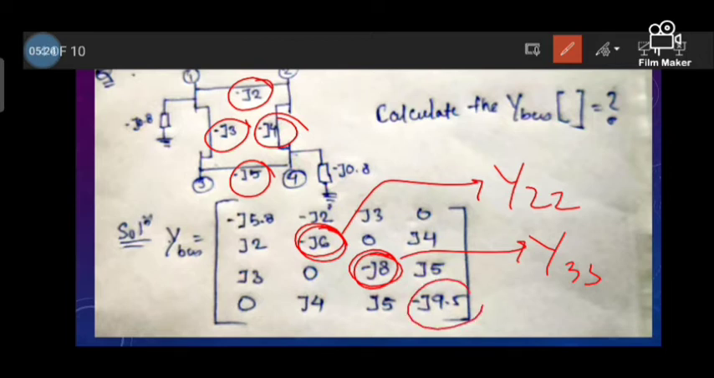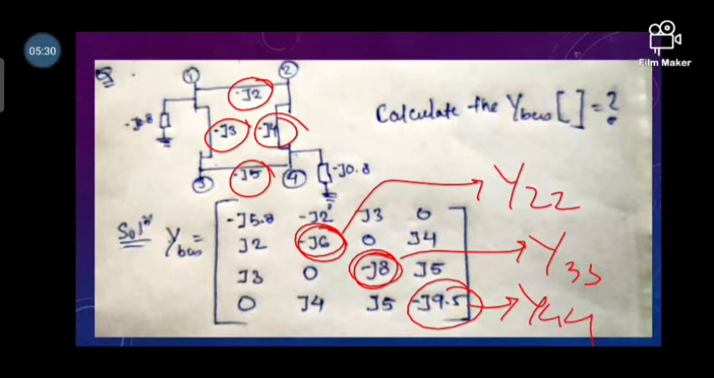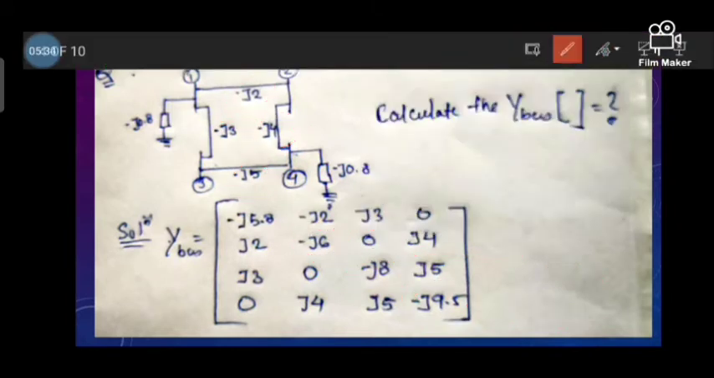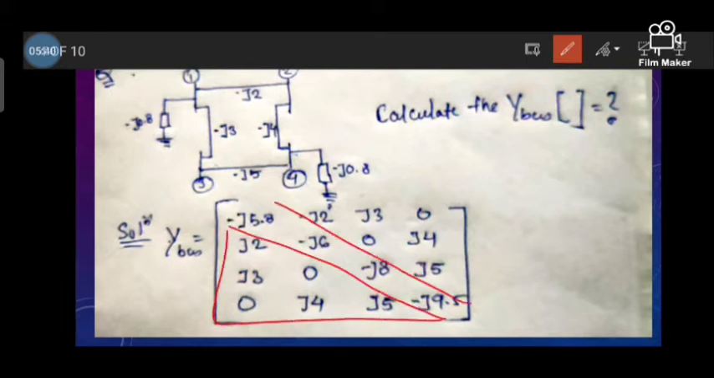Like that y44. So y44 you have to calculate yourself, I am not going through that. Okay, so let's see the off diagonal elements. What is the property of the off diagonal element? The off diagonal element is the admittance connected between those two buses, with its negative sign.